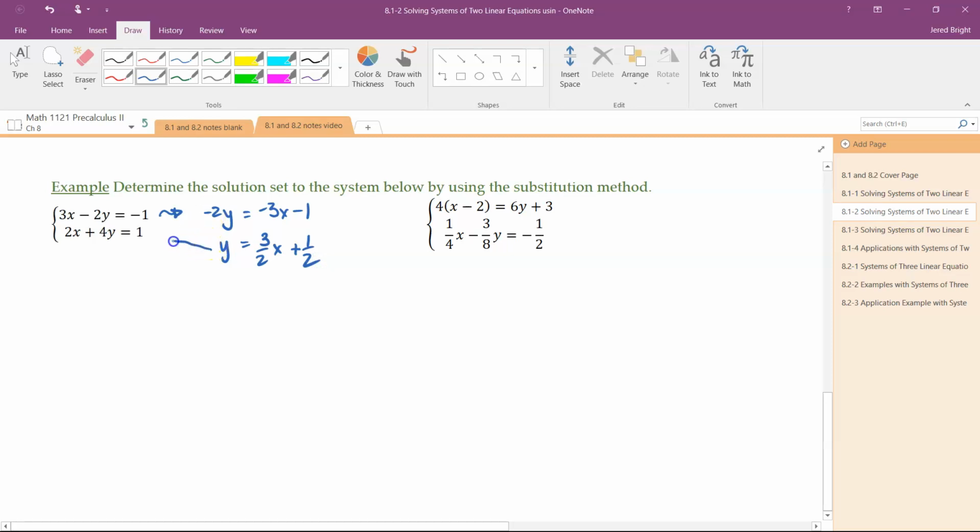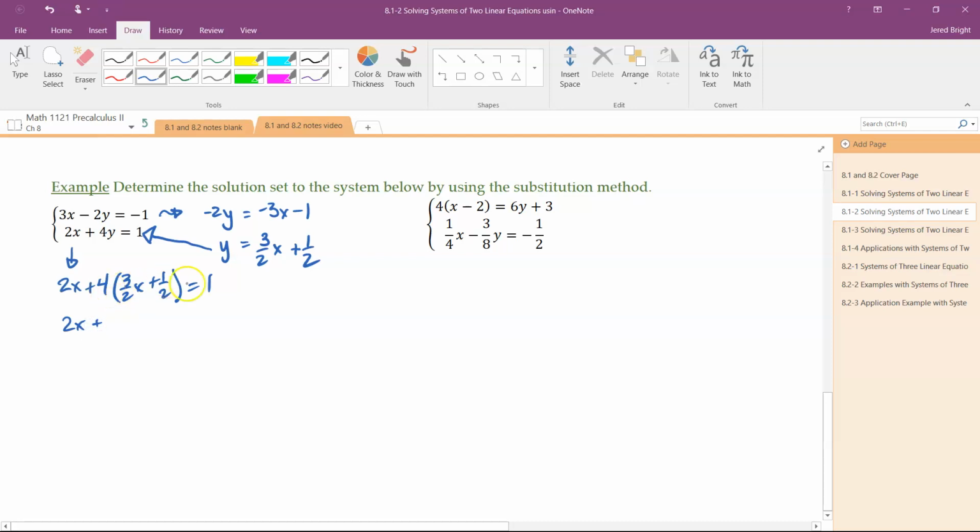And what I'm going to do is take that and substitute that into equation 2 for y. So I have 2x plus 4 times 3 halves x plus 1 half is equal to 1. Okay, and then now I just go through and simplify.